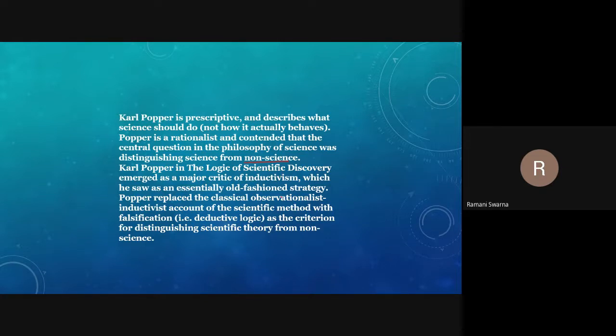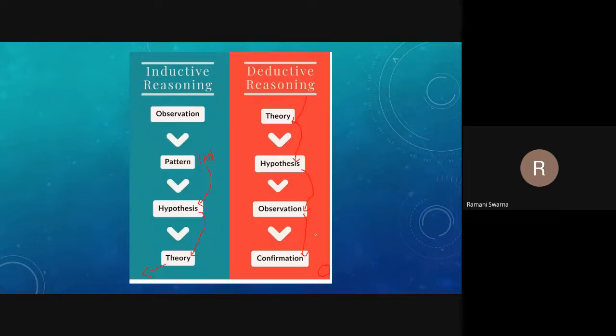And then he says that please, we are not supposed to do it. We are going to work on the scientific method with falsification as the criterion to distinguish scientific theory from the non-sciences. So he goes ahead and gives these differences in the reasoning part.